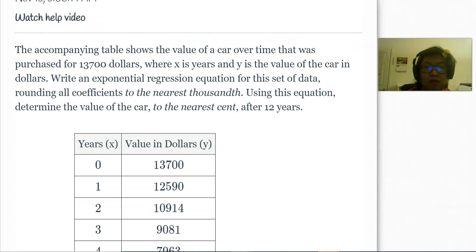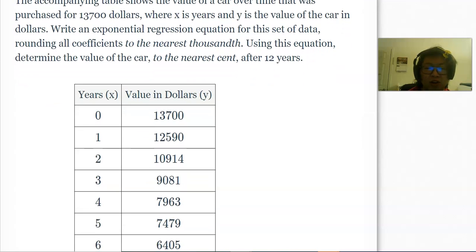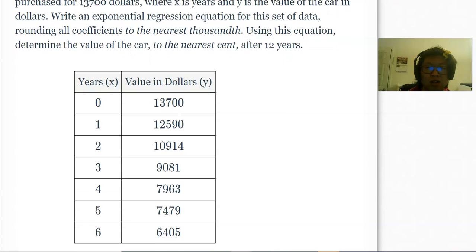What's the problem about here? We're talking about the value of a car. Well, cars definitely depreciate in value once you buy them. So let's take a look here. We purchased this car for $13,700. X is years, Y is the value of the car in dollars. Write an exponential regression equation for this set of data, rounding all coefficients to the nearest thousandth. Using this equation, determine the value of the car to the nearest cent after 12 years.